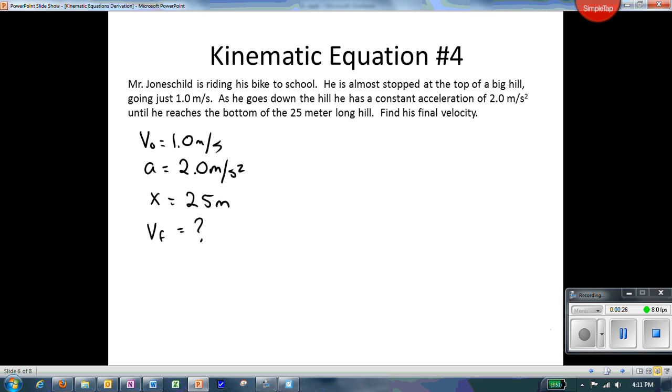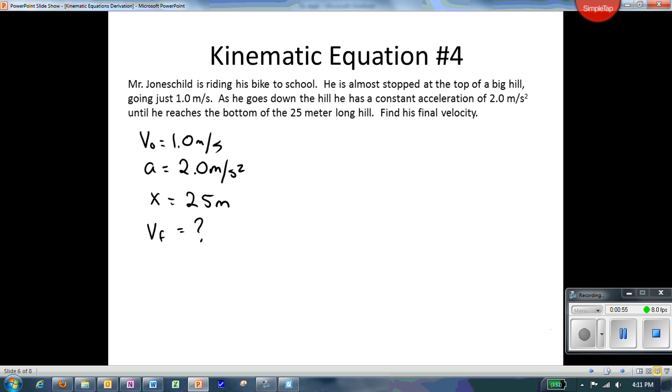Find his final velocity. First of all, even though this is going down a ramp, we can think of this as being a one-dimensional problem because he's only going in one direction. We'll just consider down the long hill as the positive direction. So when we write down our variables, we have the initial velocity is 1 meter per second, the acceleration is 2 meters per second squared, and the displacement is 25 meters. And we're looking for the final velocity.